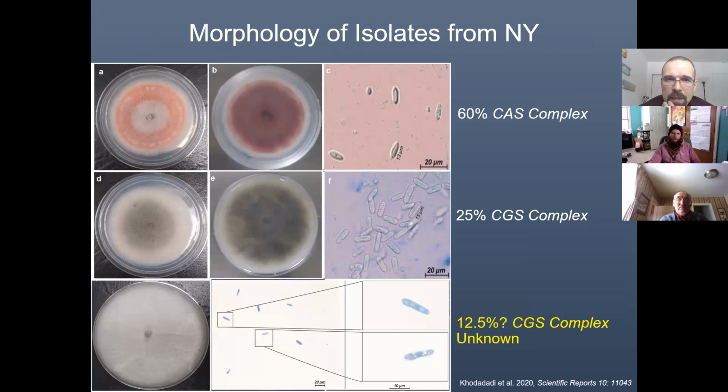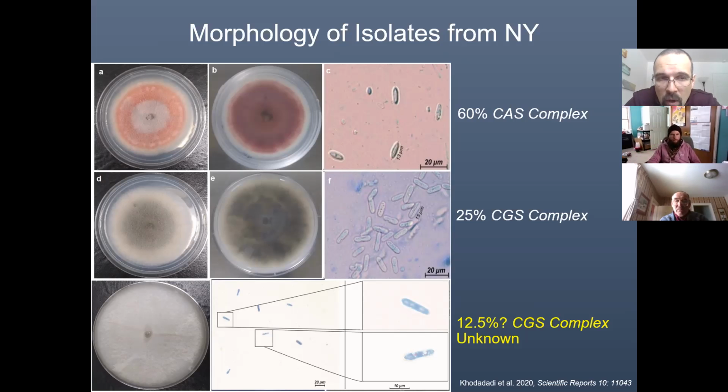In the first row, you can see this deep pink color of the isolates, and 60% of them looked like that. On the underside, it has this deep maroon color. This description of the morphology of the fungi belonged to the Colletotrichum acutatum species complex overall, and that's what the CAS stands for. Then in the second row, you can see gray, white colonies that took about 25% of the isolates that we collected. And then we had completely white isolates at the bottom that made up 12.5% of the isolates.